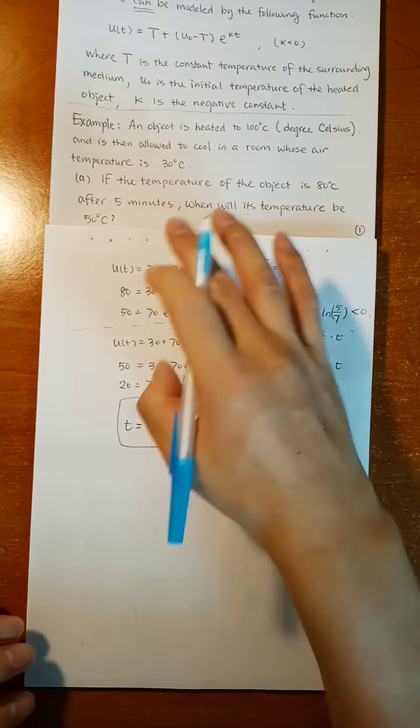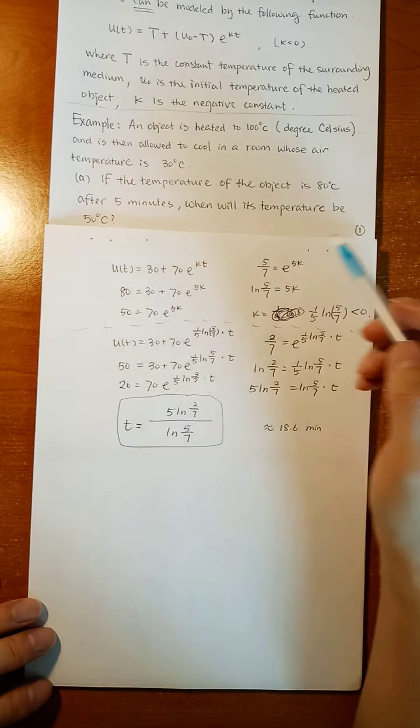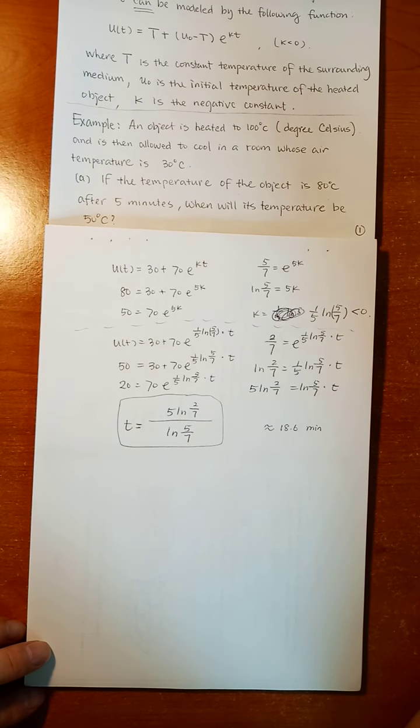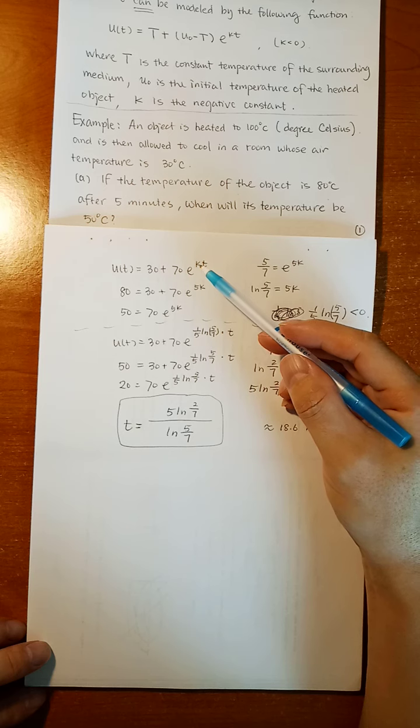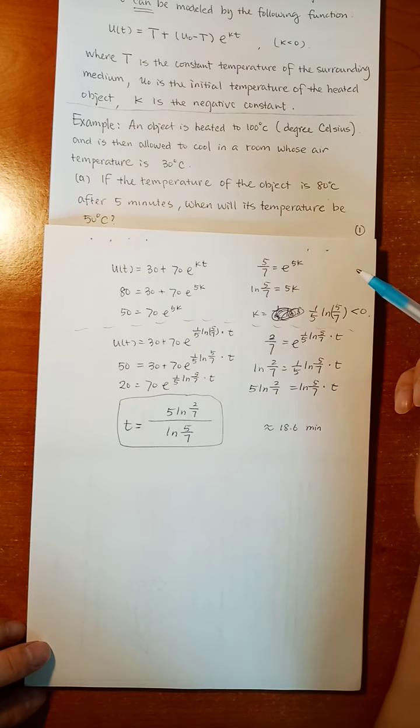So you just plug in the data, and you may be given the initial temperature of the heated object and the temperature of the surrounding area. What you need to do is to determine k and find the t, or have t to determine k.